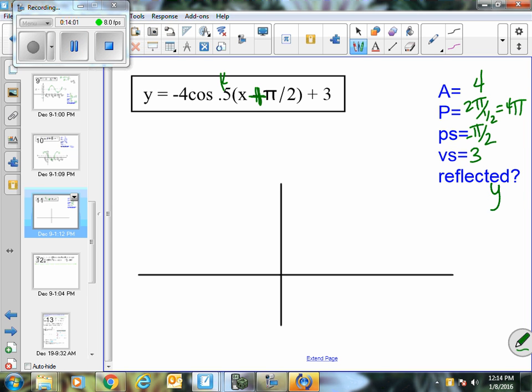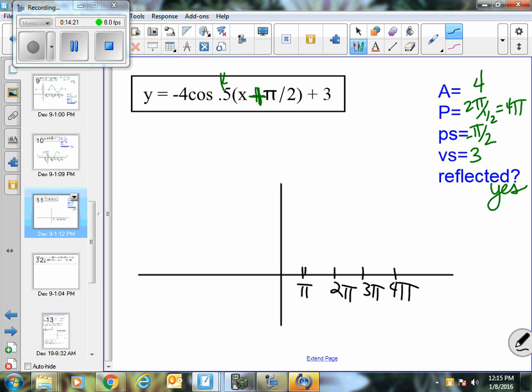Is it reflected? It is. So this is a graph that is also reflected. All right, so let's get our scale set up here. On the x-axis, we for sure need to make sure that we have 1 complete period. So we'll get that listed in. All right, now this phase shift is going to go pi over 2 to the left.